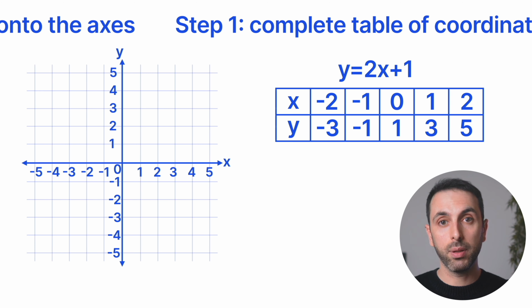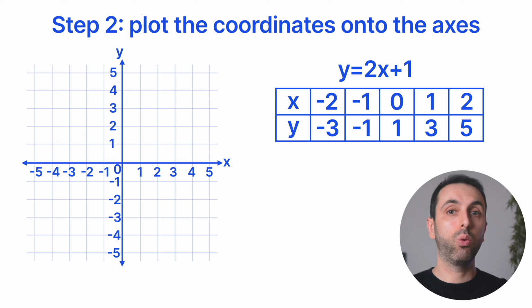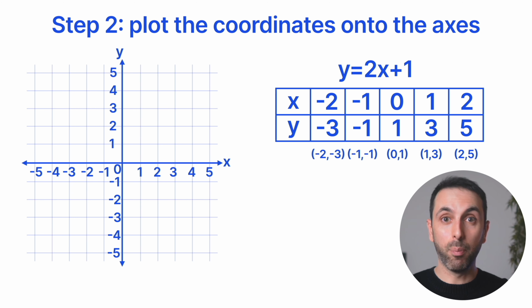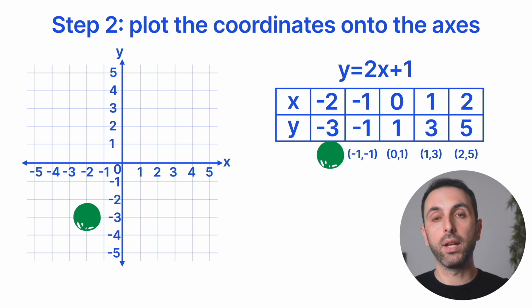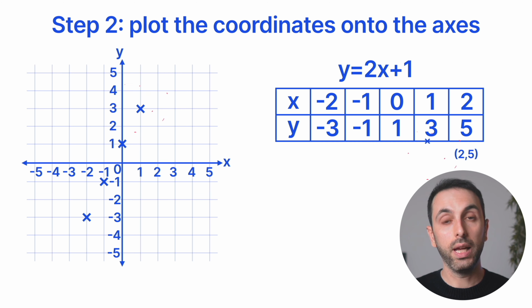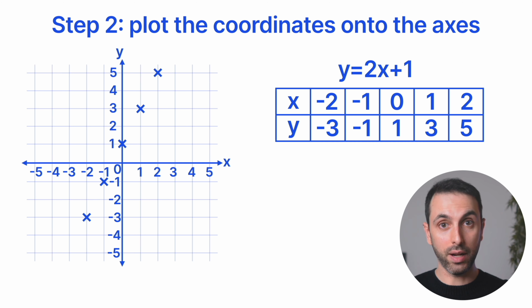In the second step, we'll now plot each of these coordinates one at a time on the axis. Again, working from left to right, I'll now place the coordinates -2, -3, -1, -1, 0, 1, 1, 3, and 2, 5 onto the graph.